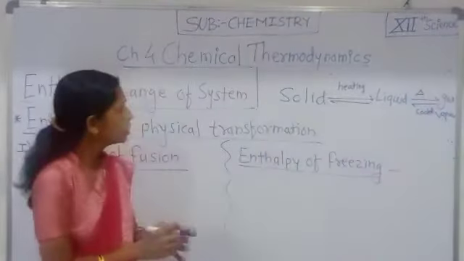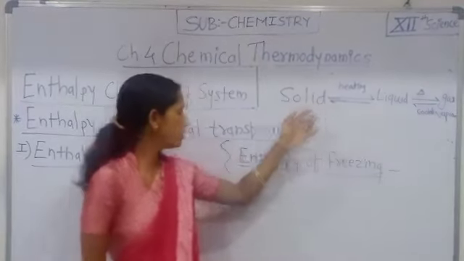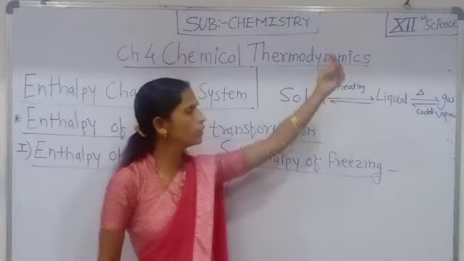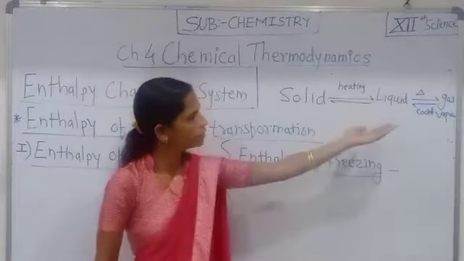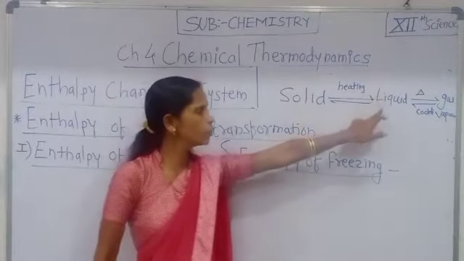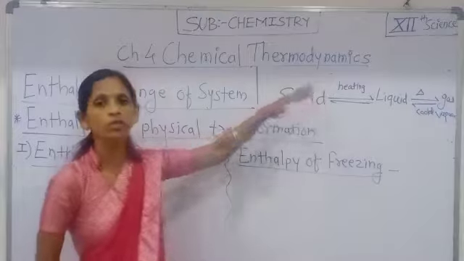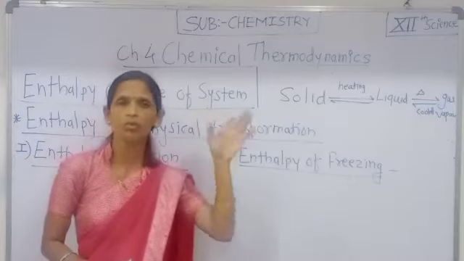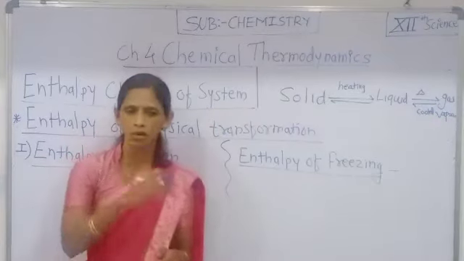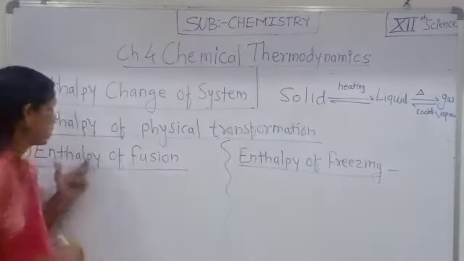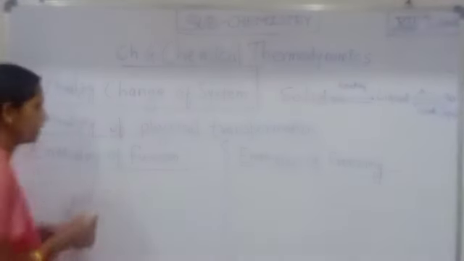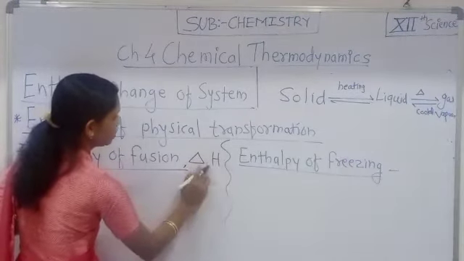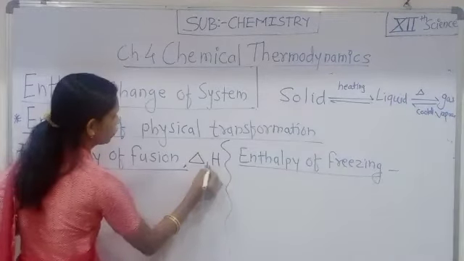That is the physical transformation of substances: solid gets converted into liquid, liquid is converted into vapors, vapors when cooled are converted into liquid, and liquid on freezing gives solid. We have to discuss the enthalpy related to those processes. First of all, the enthalpy of fusion, which is an enthalpy change.